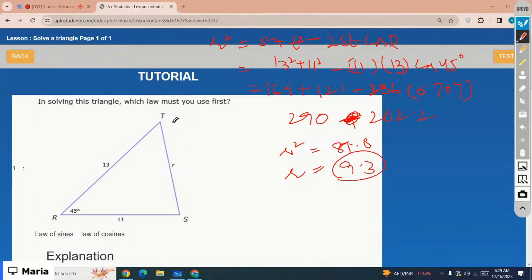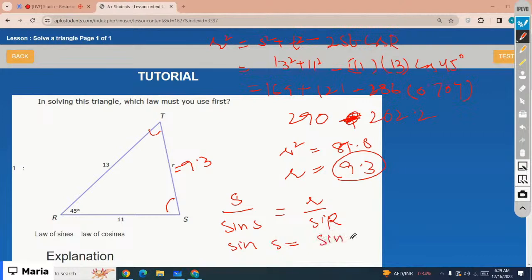Now you have the r. You need to find the two angles T and S. You can find one of the angles using sine law, right? r is 9.3. So use sine law, because now you have all the sides. You can use s over sine S equals r divided by sine r, right? You need to find the angle S. So sine S equals sine r times s over r, right?